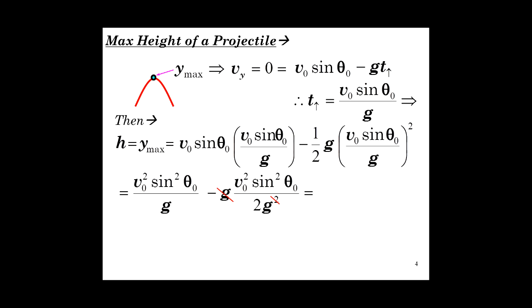Anyway, we have some cancellation here. And when you work this out, you get the maximum height is v0 squared sine squared of theta 0 over 2g. Now, do you need to memorize this? Once again, no. You can solve it with the older familiar ways. But here is a nice expression for the maximum height that's already used time as a substitution to get right to the point.